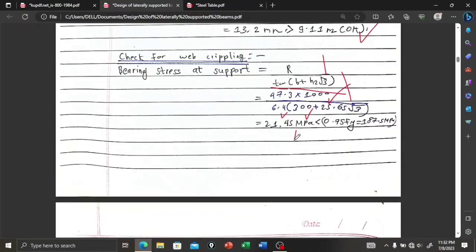So it is 21.45 megapascal, so it should be less than 0.75 fy, that is 0.75 fy is 250, that is 187.5. It is less than 187.5 megapascal. So okay.